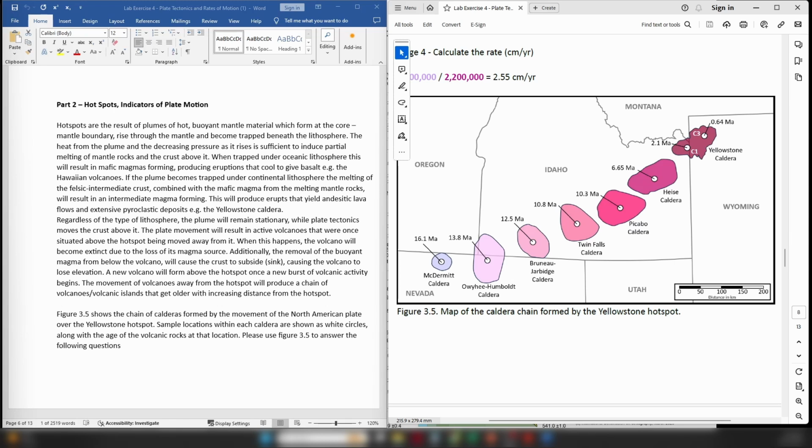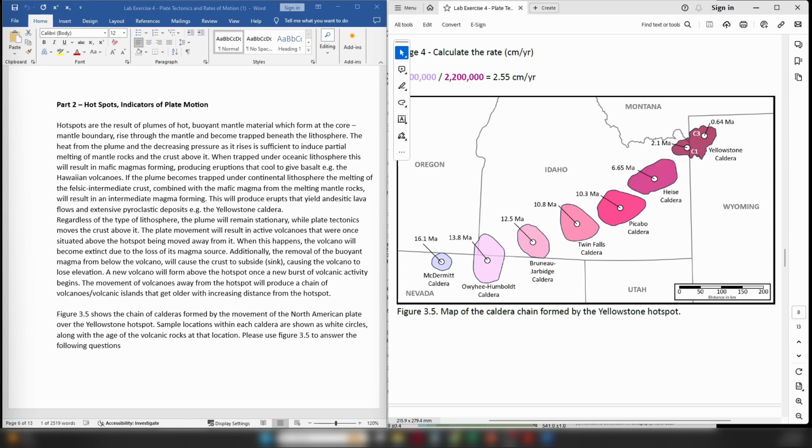Hello everybody, this is Dr. Christopher White and welcome back for part 2 of our video looking at the lab exercise, plate tectonics and rates of motion. So we've moved on to part 2 of the lab exercise, and in this part we're going to look at hotspots, how we use them to infer plate motion and how we use them to calculate the rate of plate motion.